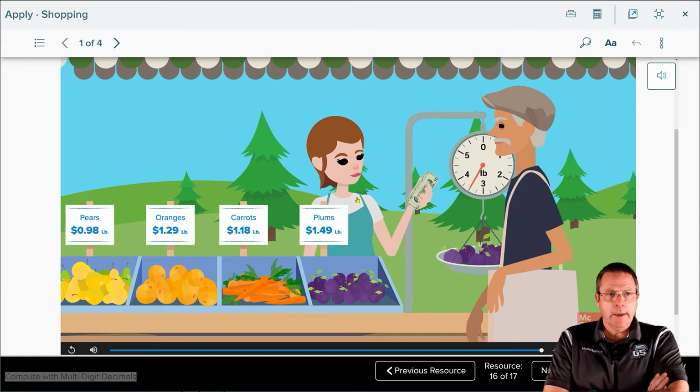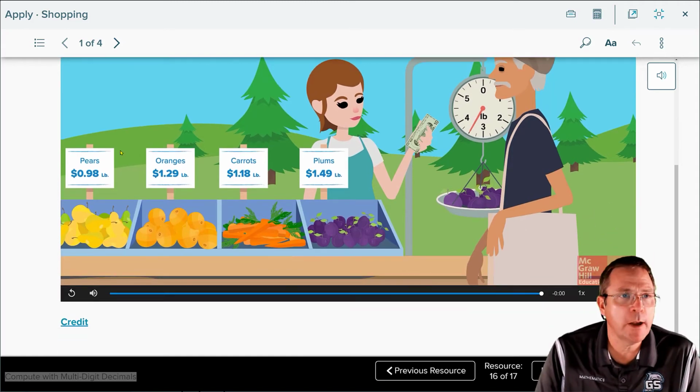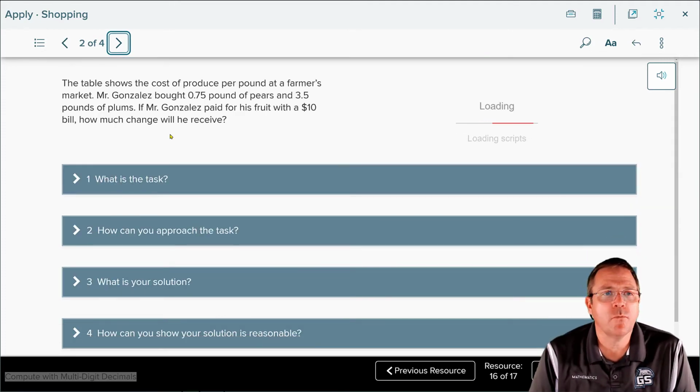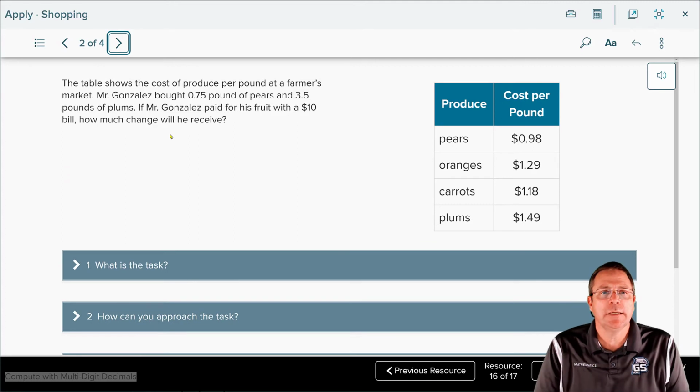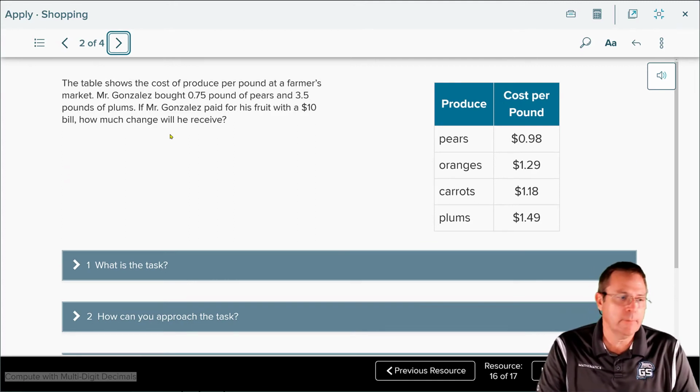Well, I'm glad he didn't buy oranges and carrots too, because that would have been an awful lot of work. We still have a fair bit of work ahead of us, but I'm pretty confident we can get through this. So, fortunately for us, they went ahead and wrote out the problem so we have it nice and easy to look at. And I'm going to go ahead and pause it while I take my screenshot.